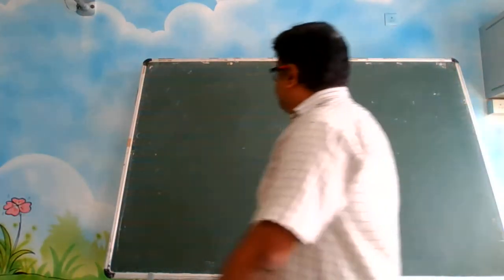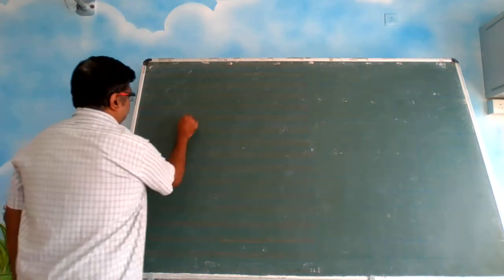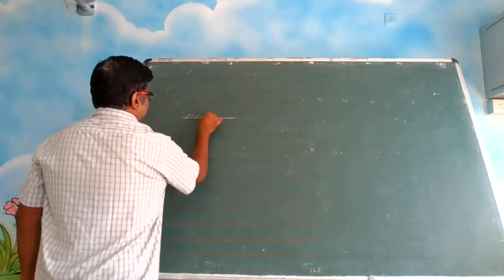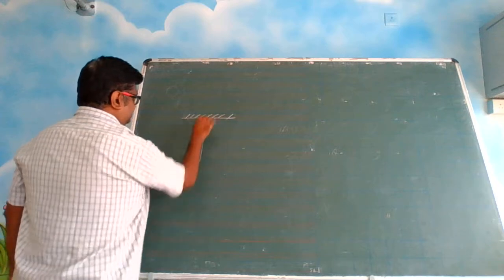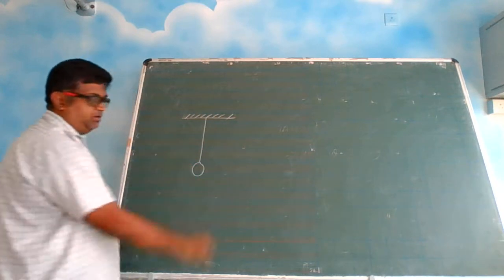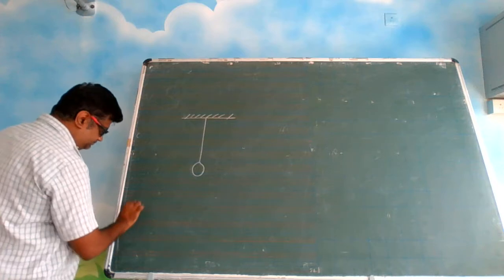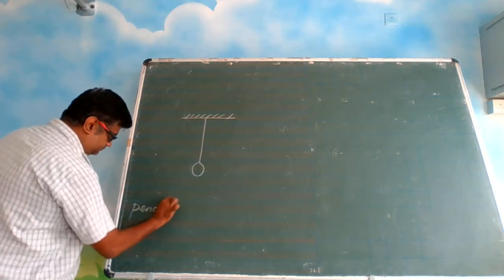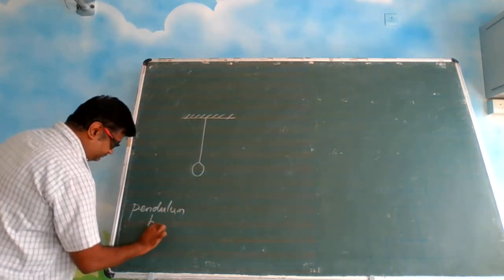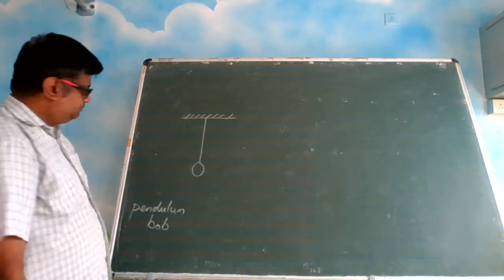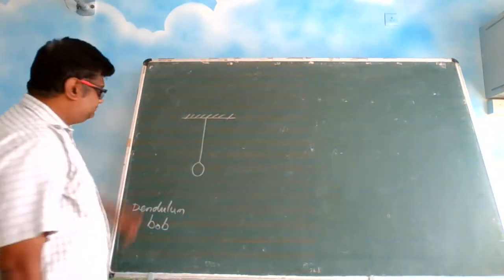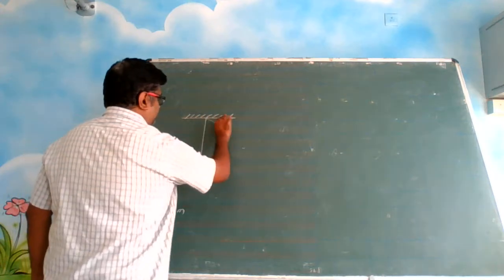So this is one concept we have discussed. Next, look here. I want to tell you something. Let us say this is ceiling and this is a pendulum bob. It is swinging. Let us say it came up to here.